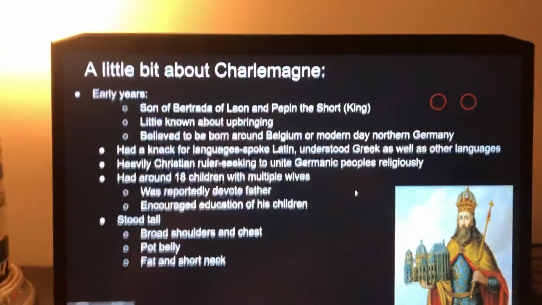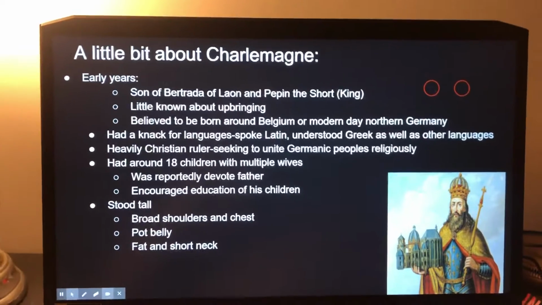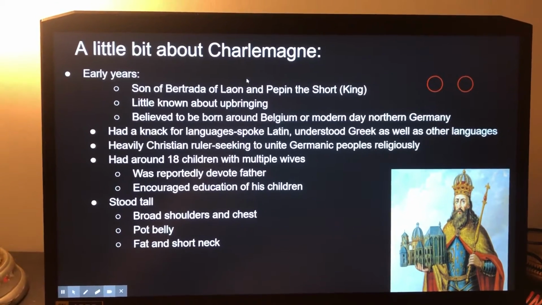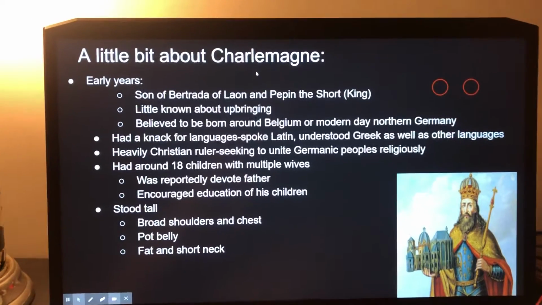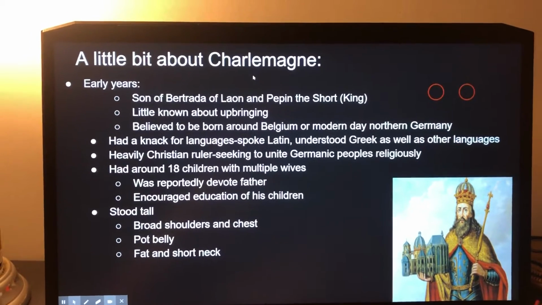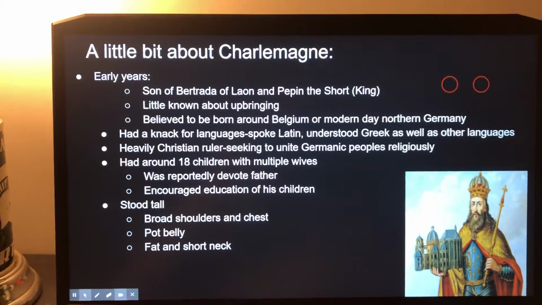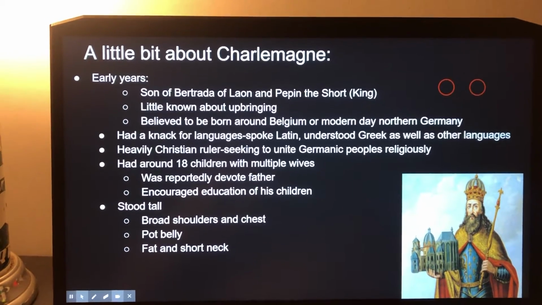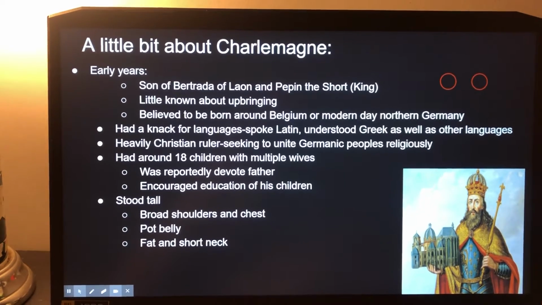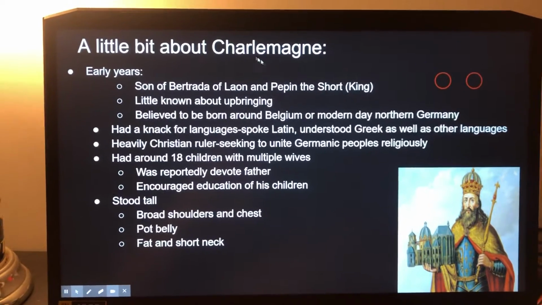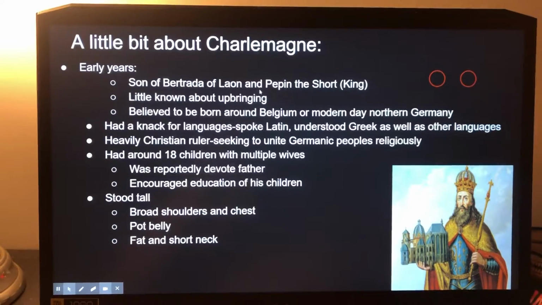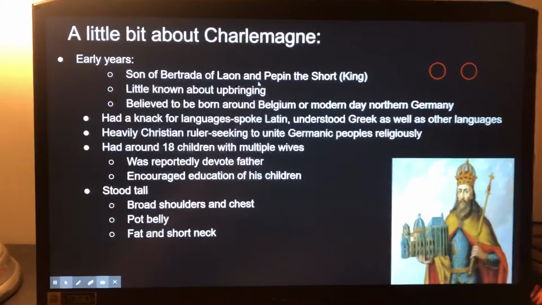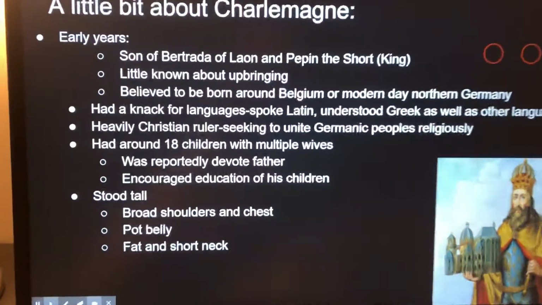A little bit about him before we get into the juicy part. Early years, he was son of Bertrada of Laon. I don't know if I'm pronouncing that right. And Pepin the Short. Little was known about his upbringing, but he was believed to be born in the northern German, Belgian area. He did have a knack for languages, which could give clues to his childhood. He spoke Latin and understood Greek among other languages. He was a very good linguist.